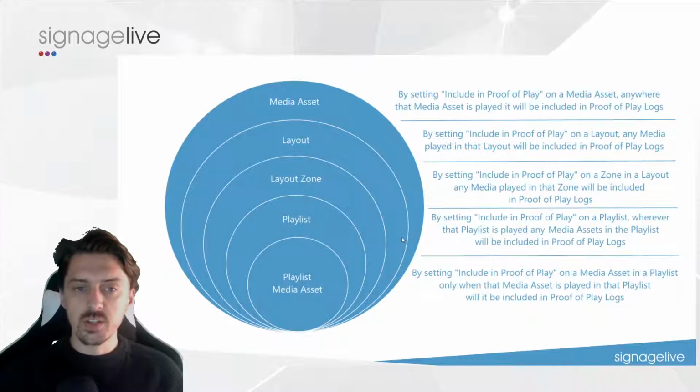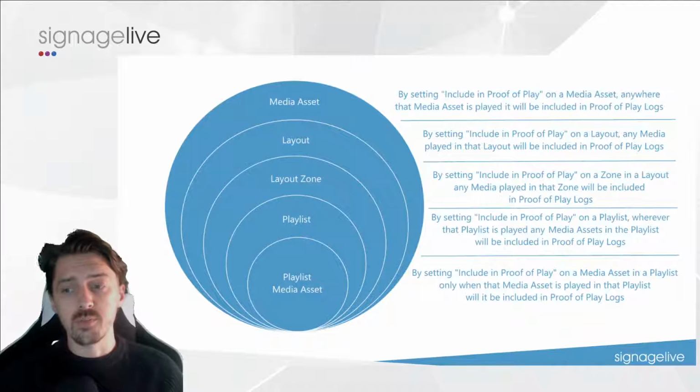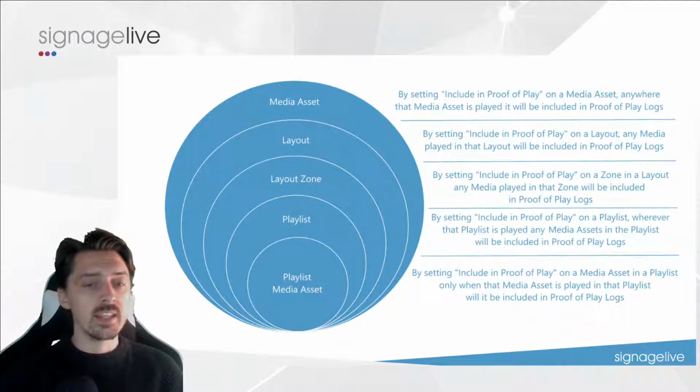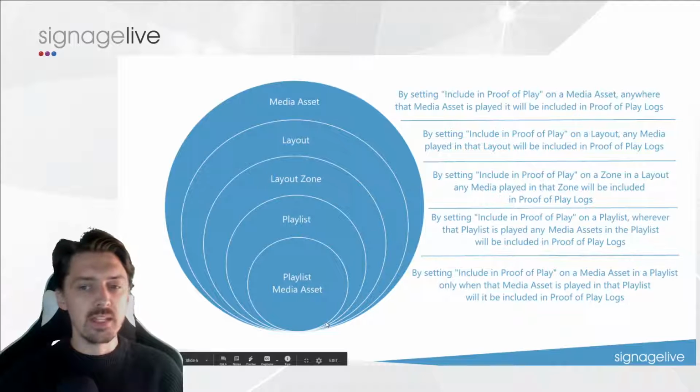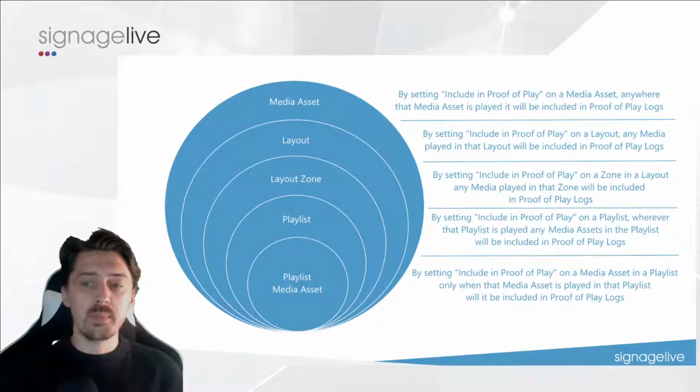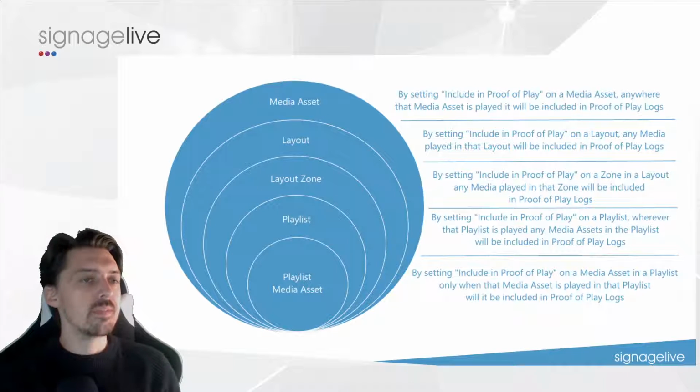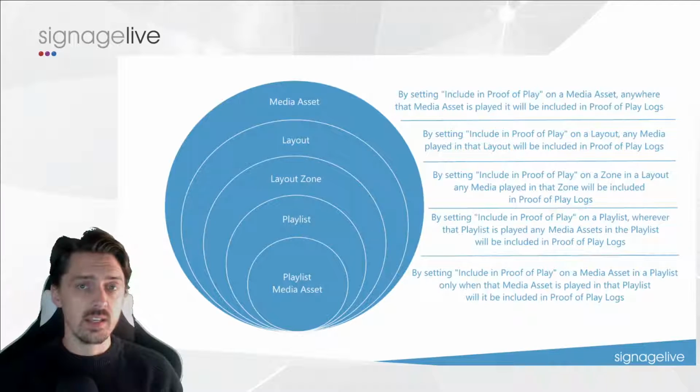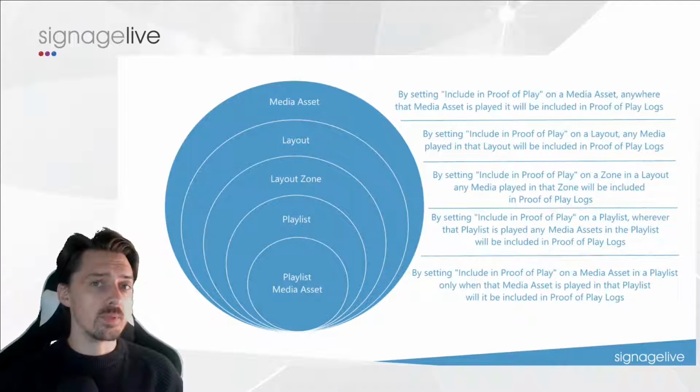Going further into that circle then, so playlist, you've got a playlist of content, and you're just going to say, whatever I put in this playlist, assume please that I would like proof of play enabled on there. And then the kind of most inner circle is playlist media asset. So what that basically means is on a media asset in a playlist, only when that media asset is played in that playlist will it be included. Instead of just saying wherever this asset goes, track it, it's saying as long as this asset goes into this playlist, I now want to enable proof of play on that. So you're being very, very specific.